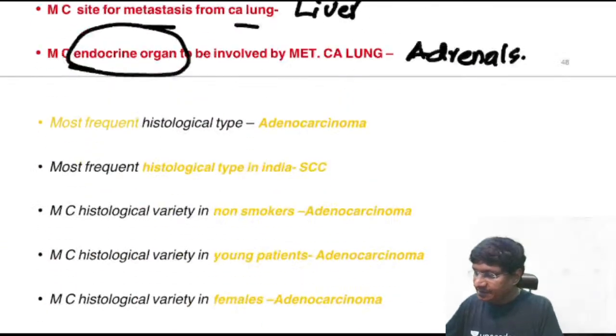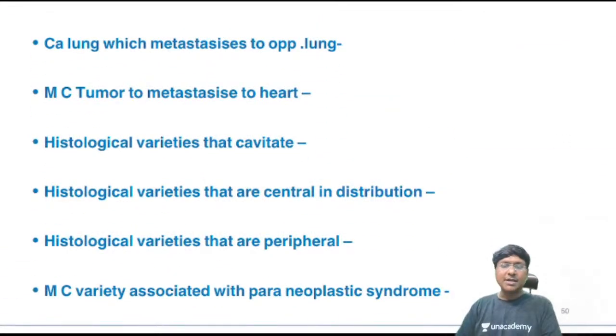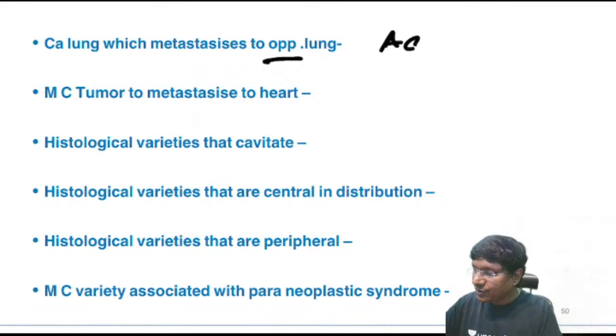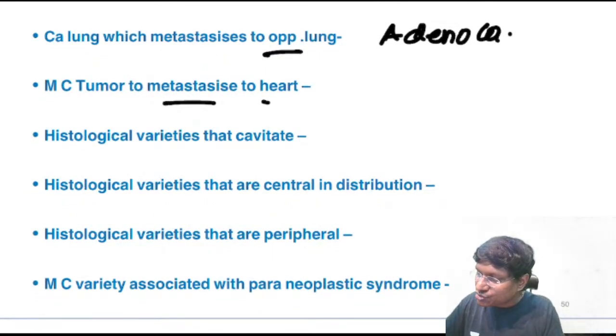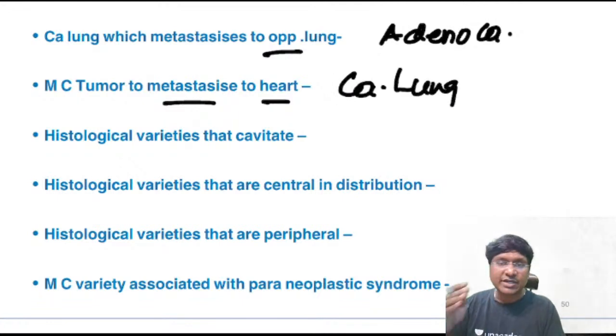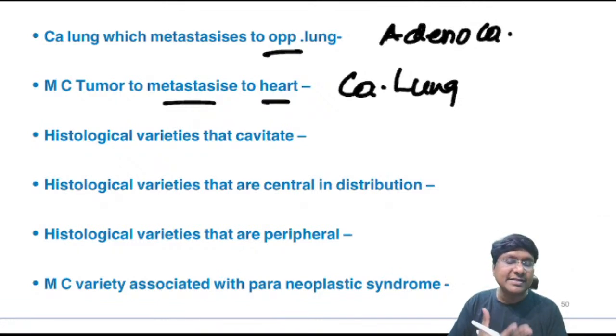Okay. Next, the carcinoma lung that will metastasize to the opposite lung will be adenocarcinoma. And the most common tumor to metastasize to the heart will be carcinoma lung. So from carcinoma lung, the most common organ where it metastasizes is the liver, but the heart most commonly receives metastasis from carcinoma lung. And the histological varieties that cavitate.